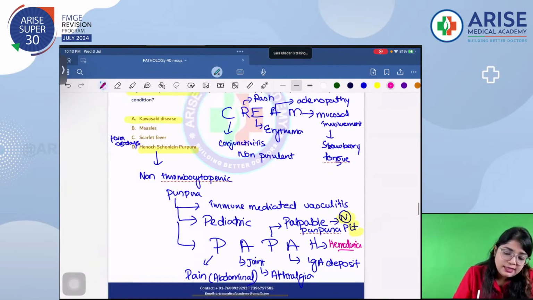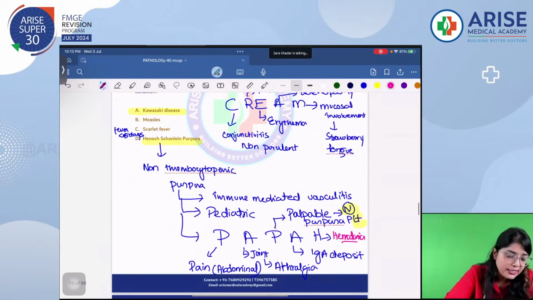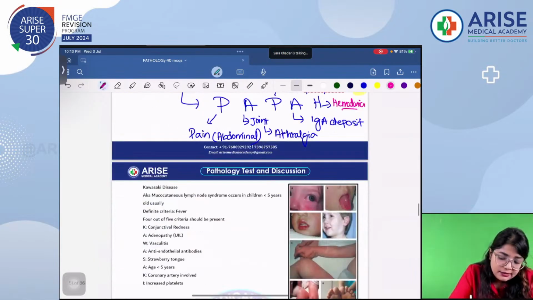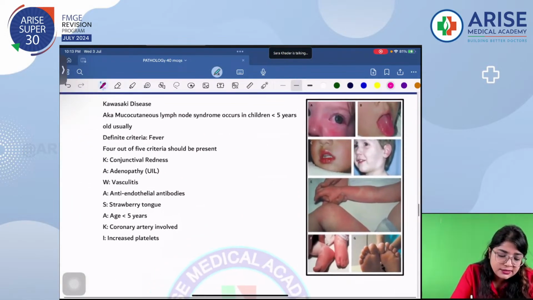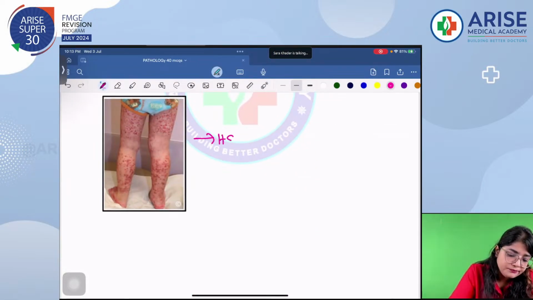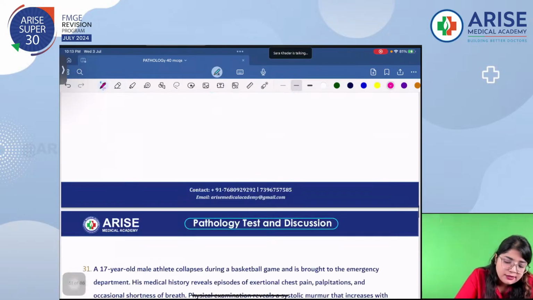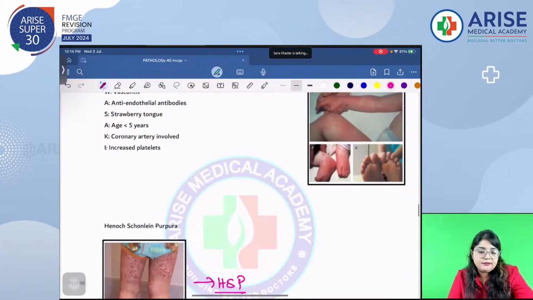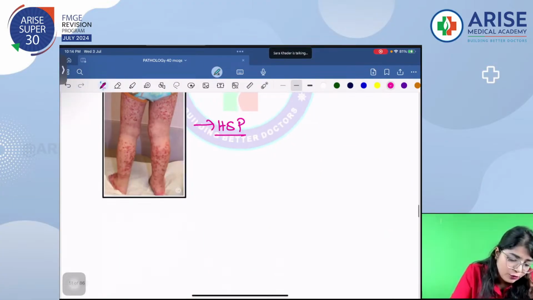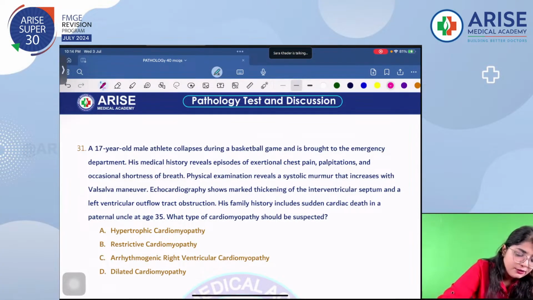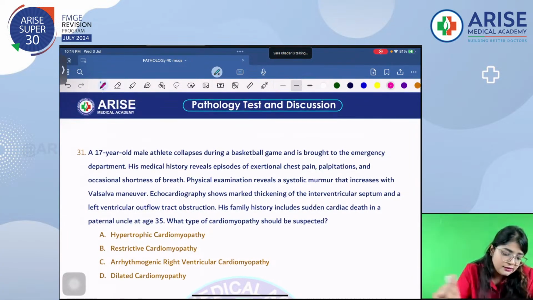Okay. So with this, I think we are done with 30 questions and we can end the session here. These are the most important questions. I'm sure many of them will come in the exam. There are more questions, but I think this is enough. Okay, this is an image of Henoch-Schönlein purpura. There are 10 more questions, but I think we can end here, right? Or do you want me to quickly go through the rest of the questions?